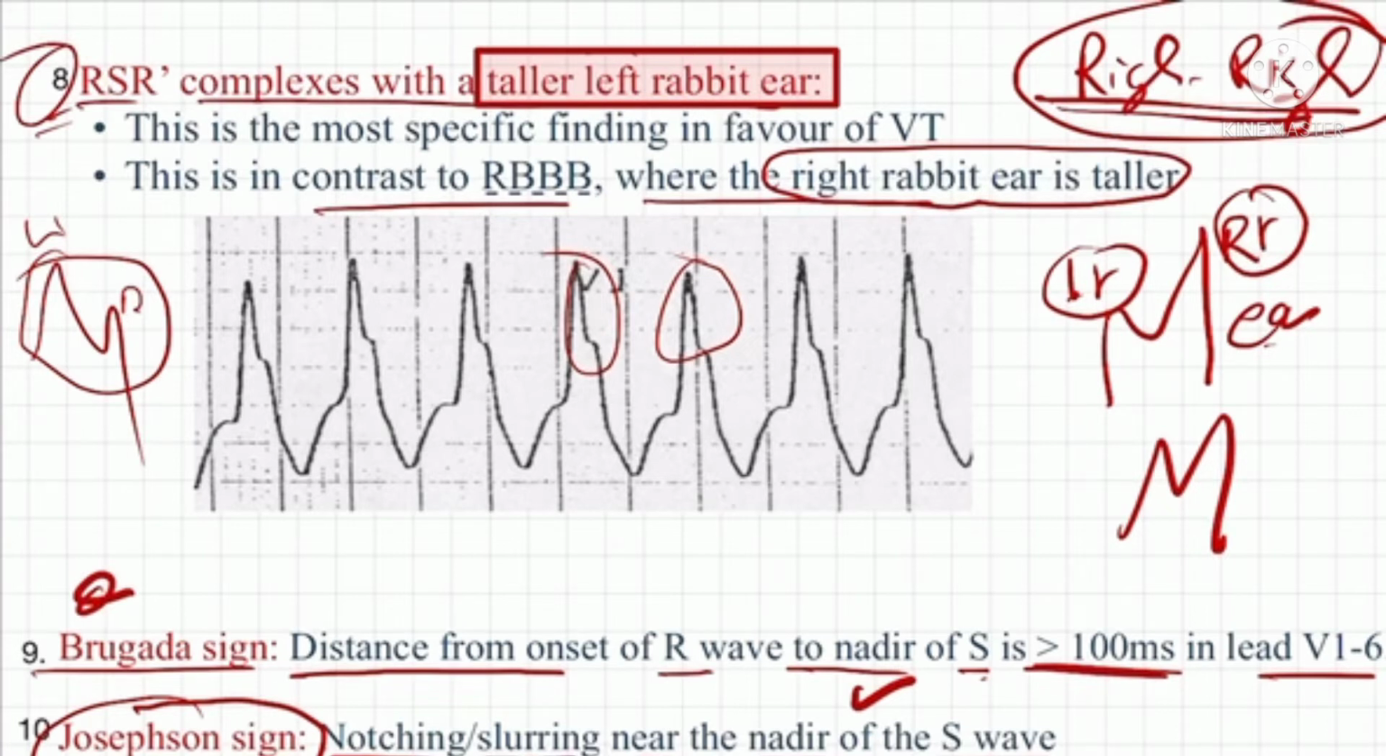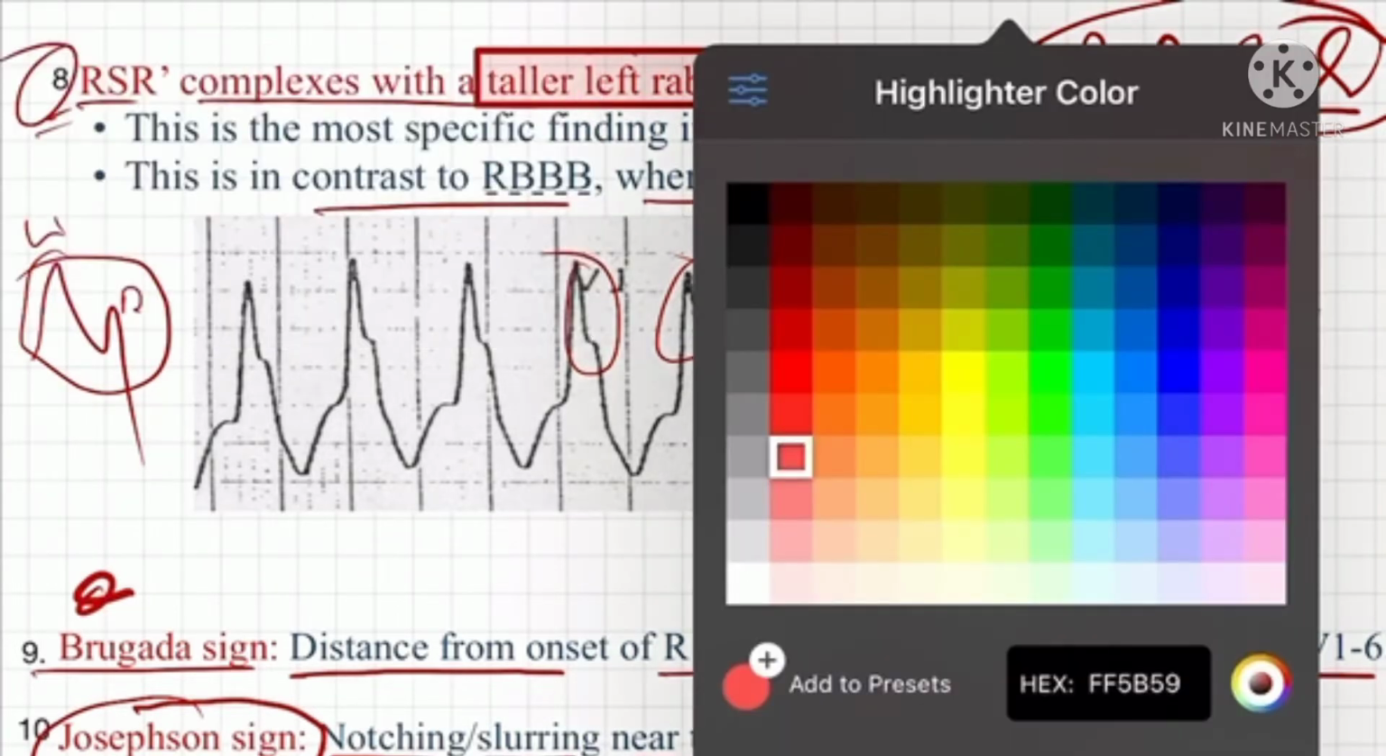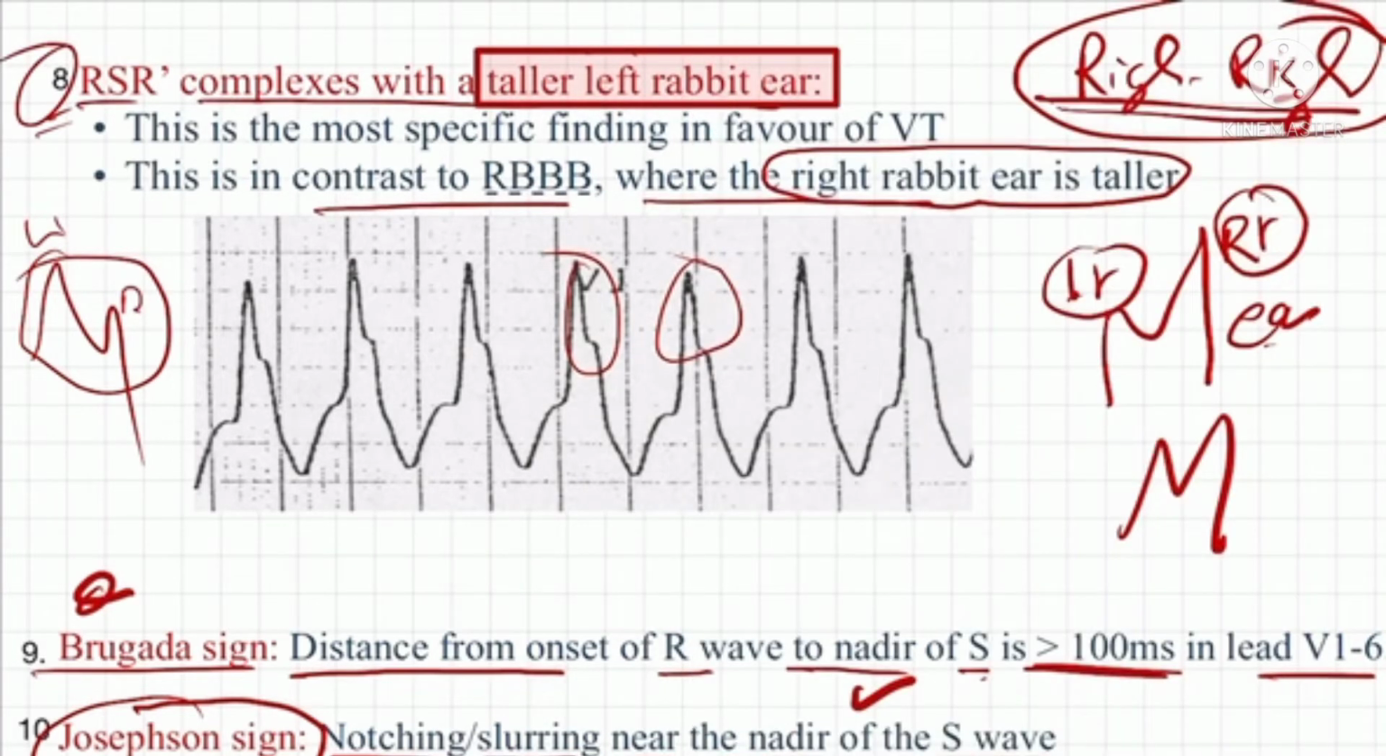Brugada sign means the RS interval, from the start of the R to the nadir of the S. This RS pattern is more than 100 milliseconds, or more than 2.5 squares. This is a feature suggestive of the VT. This is called a Brugada sign.